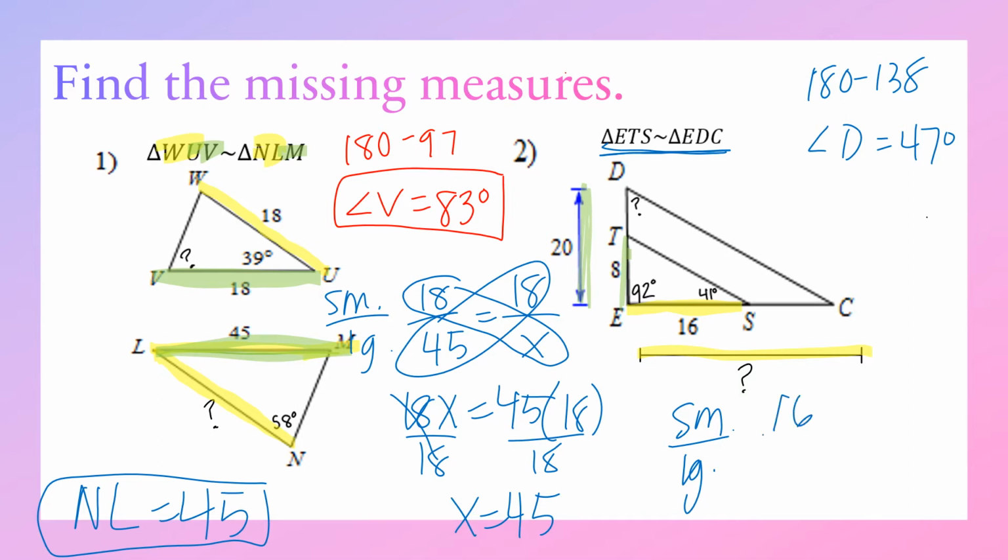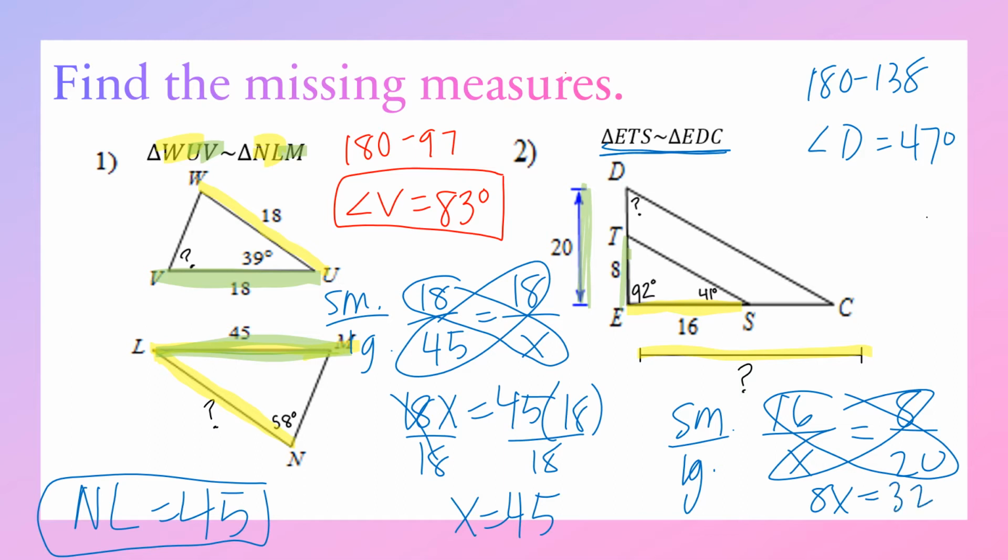So I have 16, I'm going to do the yellow ones first. It does not matter which one you start with. So I have 16 over x and then 8 over 20. You're going to cross multiply. You get 8x equals 320. And then if I divide both sides by 8, I get x equals 40. Oh, 40. I'm like, that doesn't make sense, 4 is way too small. So the question mark is 40, the length of 40.